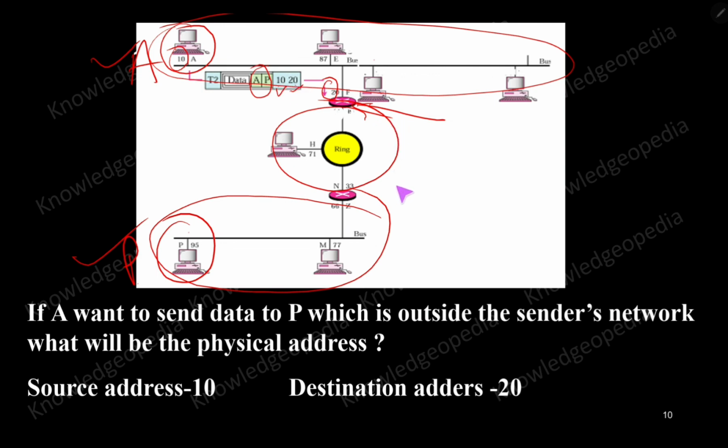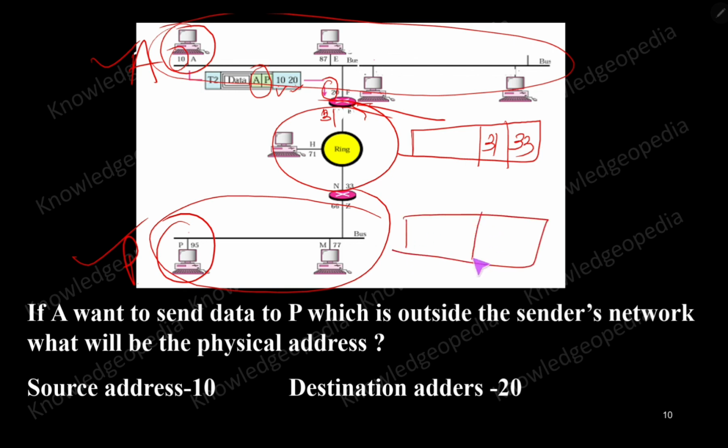When this packet moves out from here, let us say the source address will be 31 and the destination address will be 33. When it crosses across here, the source address will be 66 and the destination address will be 95. Every local area network, the physical address will be changing.